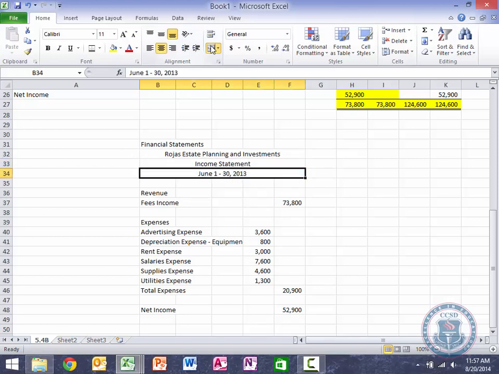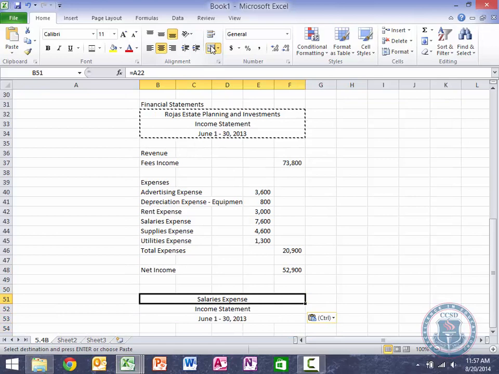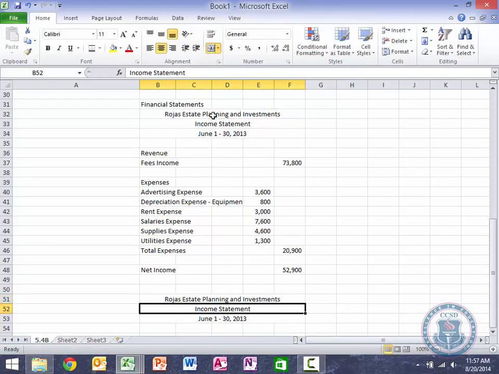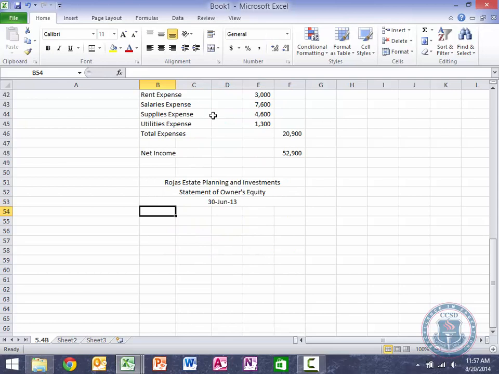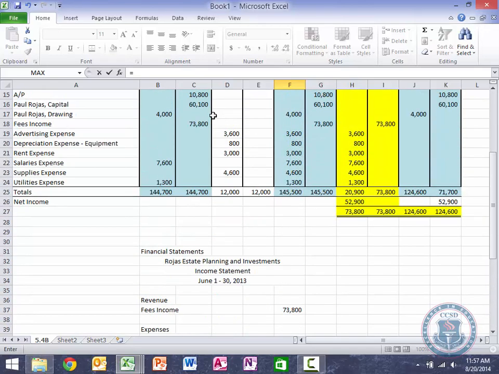What's my next statement, Annette? Statement of owner's equity. I'm going to skip a couple lines. I'm going to say this one equals this. It's a statement of owner's equity, June 30th, 2013. When I create a statement of owner's equity, I start with what? What kind of capital? Beginning capital, June 1st. How much do I have to start? $60,100. It's up here. Paul Rojas, Capital.